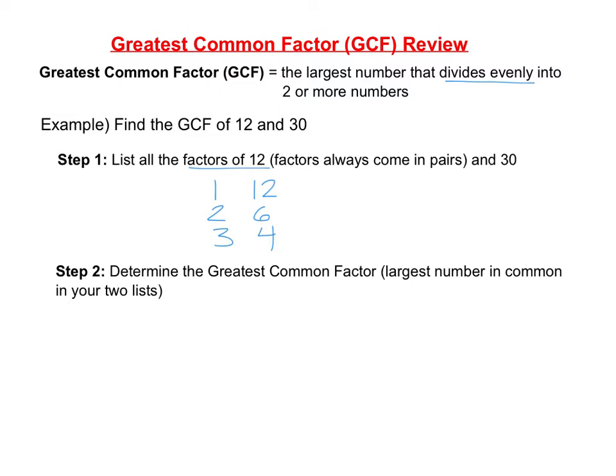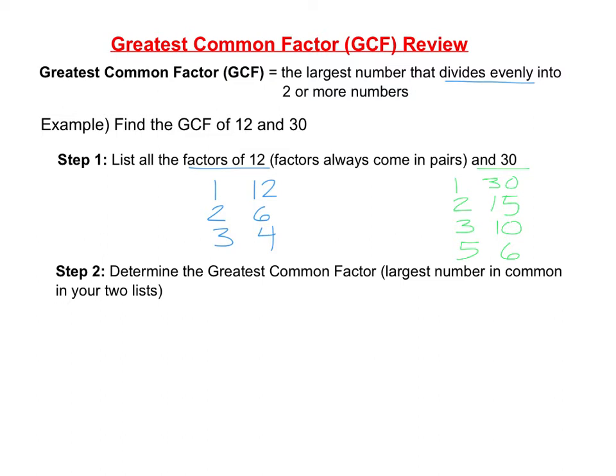So now I'm going to do the same thing with 30. For factors of 30, I'm going to go ahead and list those starting with 1. 1 times 30 is 30. 2 times 15 is 30. 3 times 10 is 30. 4 doesn't go into 30. It doesn't divide evenly. But 5 goes into 30 6 times. 5 times 6 makes 30. So there are all your factor pairs of 30.